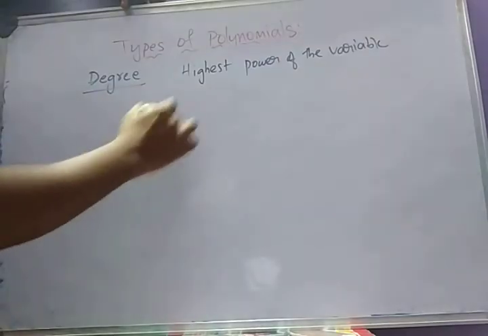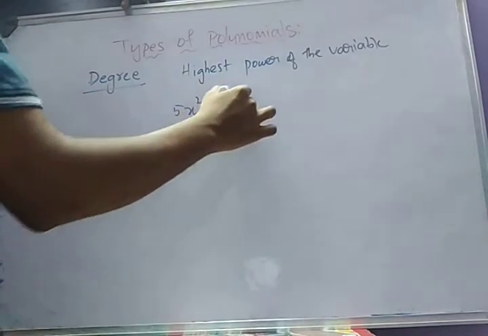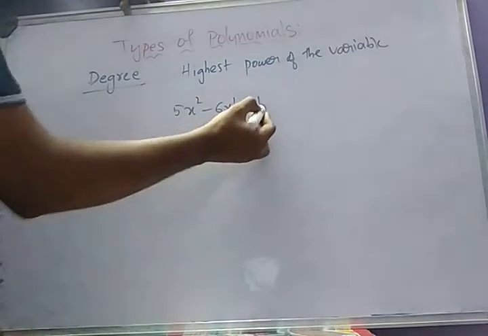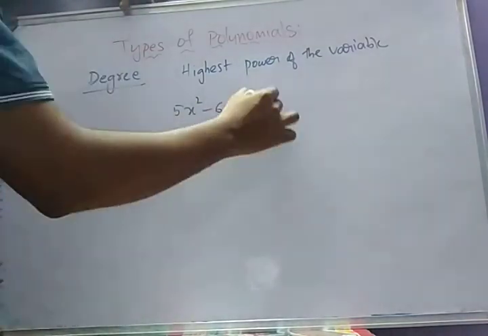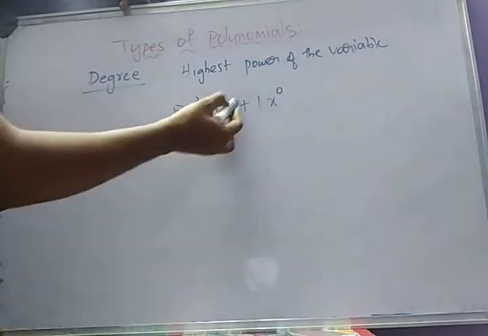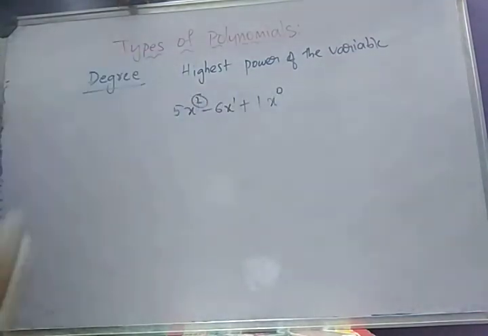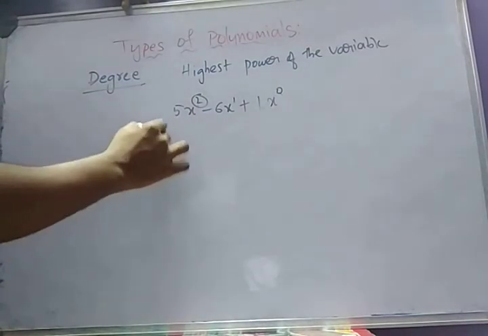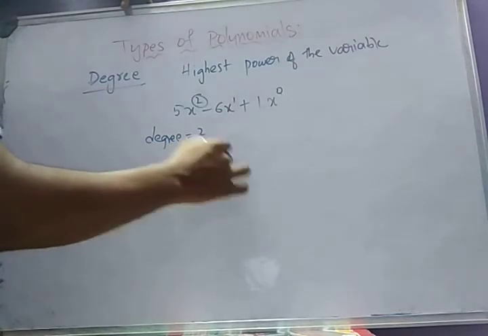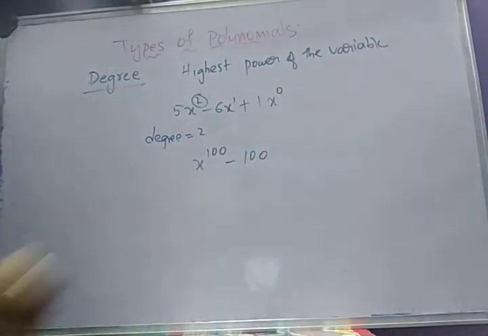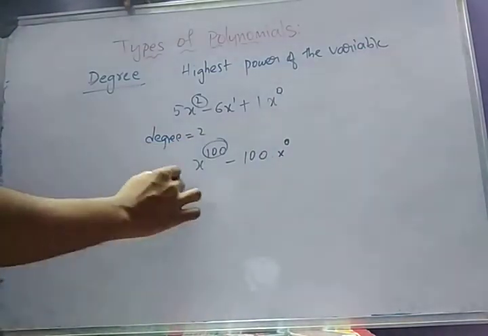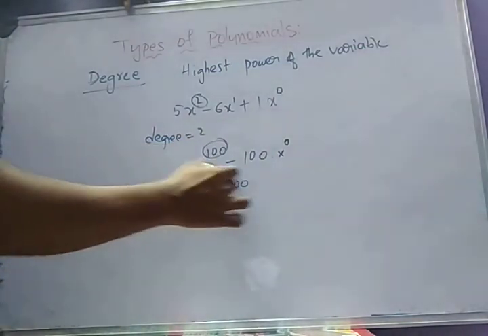If you take a polynomial 5x square minus 6x plus 1. Here x power is 2 and here x power is 1, and here you don't think that there is no x. It is actually 1 into x power 0. X power 2, x power 1, x power 0. The powers are 2, 1 and 0. Among these powers, the highest power is 2. Therefore, the degree of this polynomial is 2. You take another example, x power 100 minus 100. Here x power is 100 and here x power is 0. The highest power is 100. Therefore, the degree of this polynomial is 100.